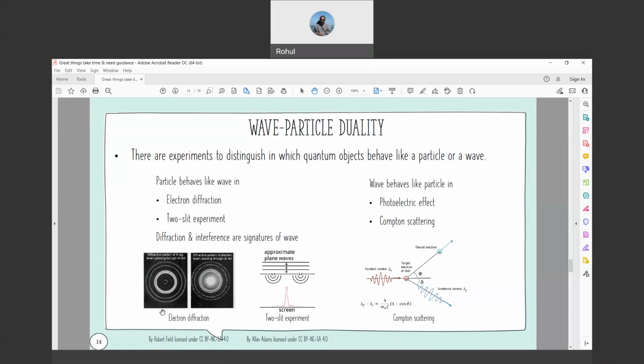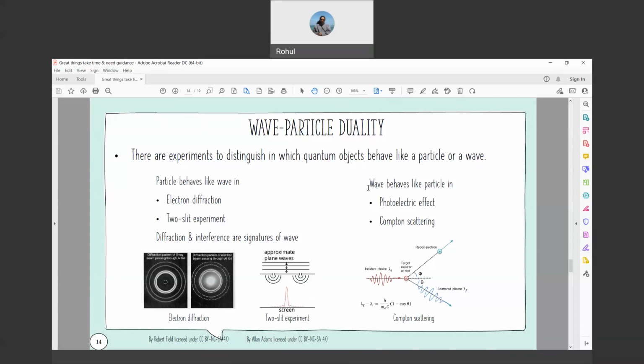So this is the electron diffraction. On the left is X-ray diffraction passing through aluminum foil. On the right is electron diffraction. And if you look at this figure, you have two slits, two openings, and the wave passes through them. They will interfere with each other and produce an interference pattern on the screen.